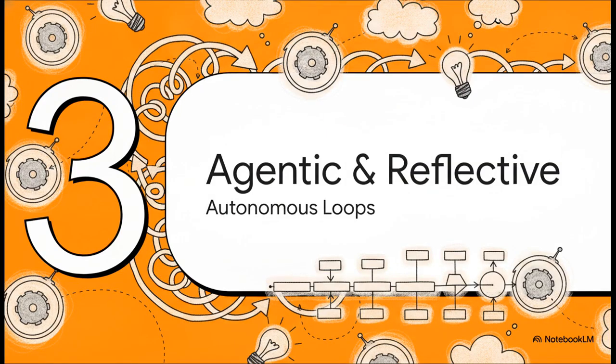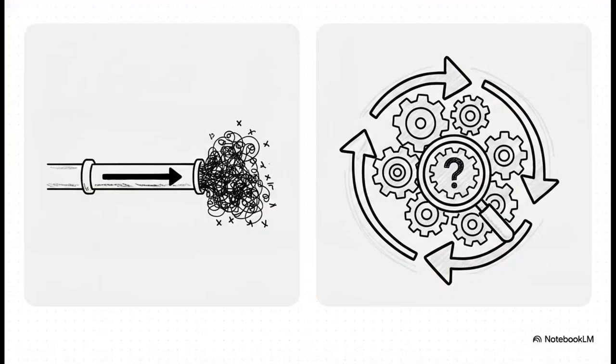Next up, Section 3, agentic and self-reflective loops. We're shifting from simple linear pipelines to the absolute cutting edge of autonomous agents. This is where things get truly intelligent. Think of naive RAG like a straight pipe. A user asks a question, the system retrieves a chunk of text, and the LLM generates an answer. If that retrieved chunk was garbage, well, that error flows freely straight to the user as a hallucination.